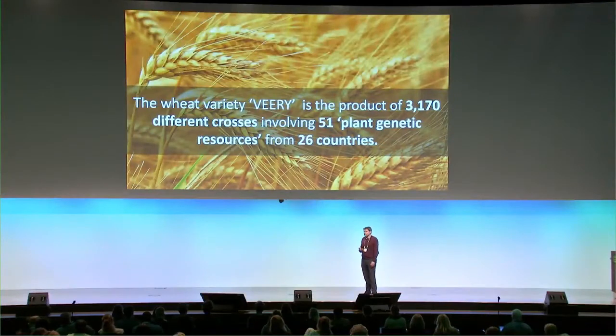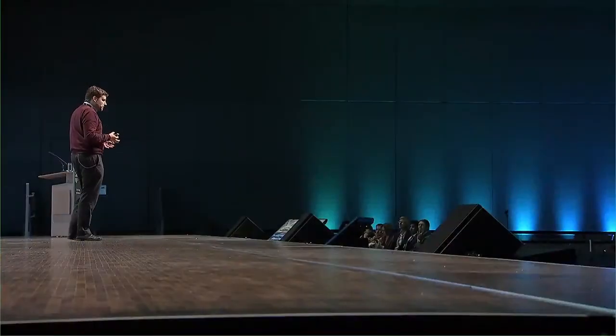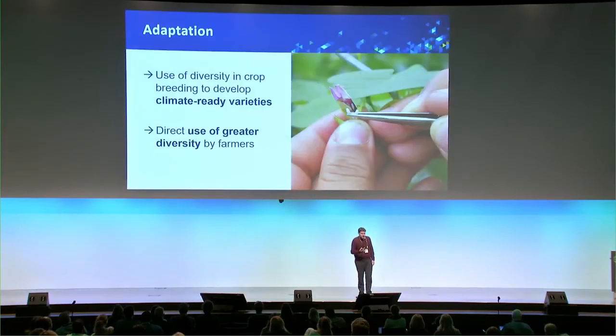One example of the importance and the complexity of modern breeding is shown in this slide, where we've looked at some data of a popular wheat variety, which is the product of 3,170 different crosses involving 51 plant genetic resources from 26 countries. Again, you can see how incredibly interdependent we are also when it comes to modern crop breeding and crop improvement. So when we talk about the use of this diversity for climate change adaptation, we can think about the use of it in breeding to develop climate-ready varieties, but also the direct use of greater diversity by farmers can lead to more resilience in production systems.